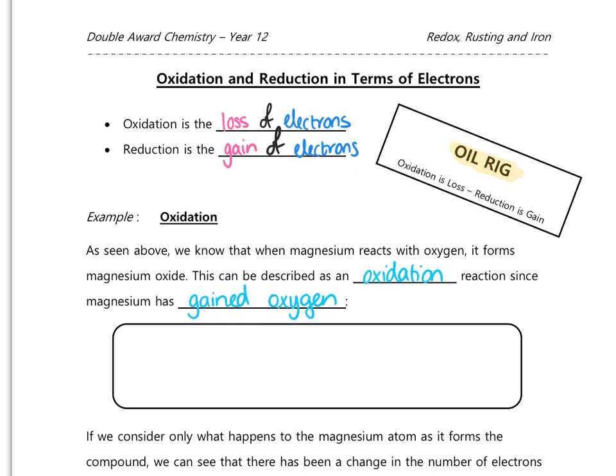So again, pause the video, try and write a word equation for this, and then a balanced symbol equation for this reaction. So pause the video now and try and write a word equation and a balanced symbol equation.